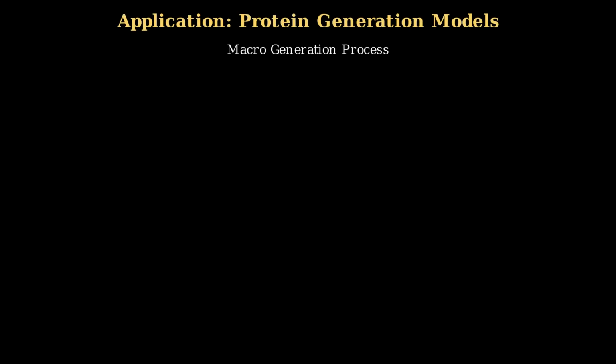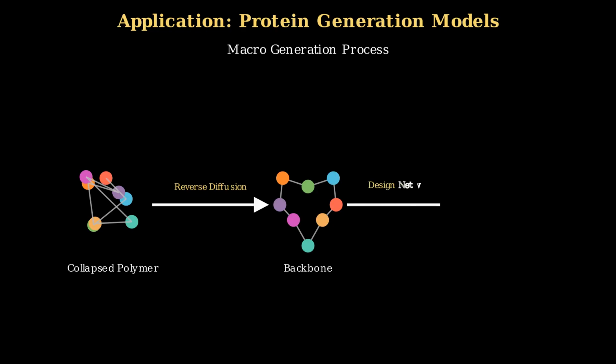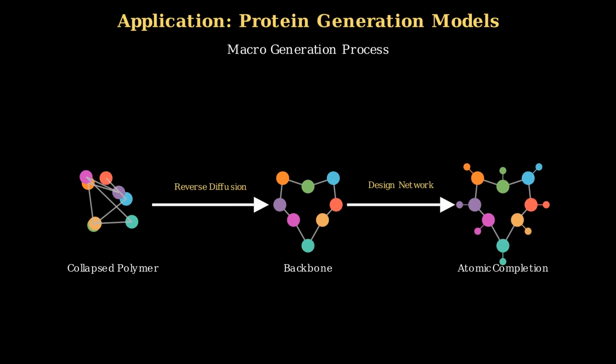Let's apply these geometric concepts to a real-world application, protein generation models. Stage 1 is the macro generation process. We start with a collapsed, noisy polymer chain representing pure unstructured data. Through a reverse diffusion process, the model gradually denoises this blob to form the stable 3D backbone of a protein. Finally, a specialized design network completes the structure by generating the specific amino acid side chains.